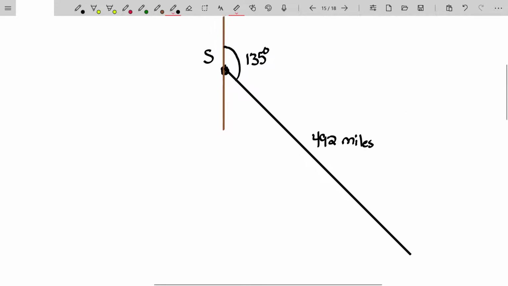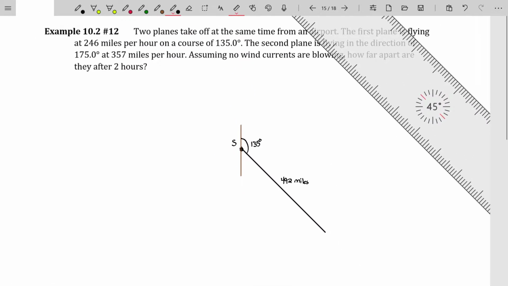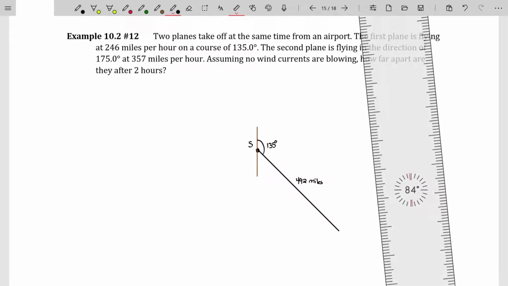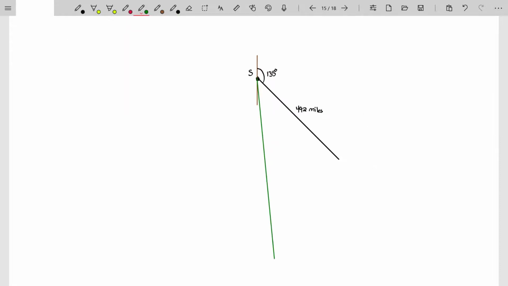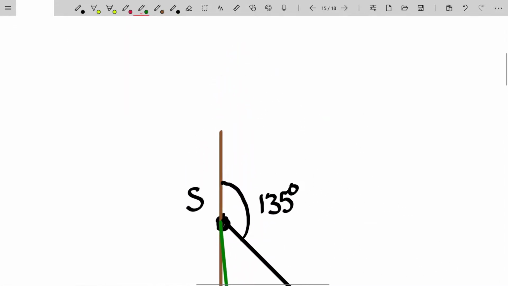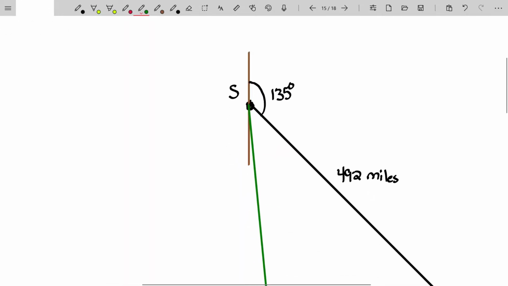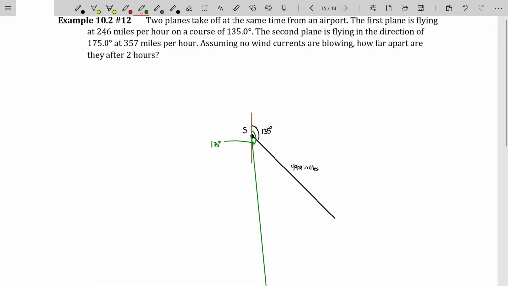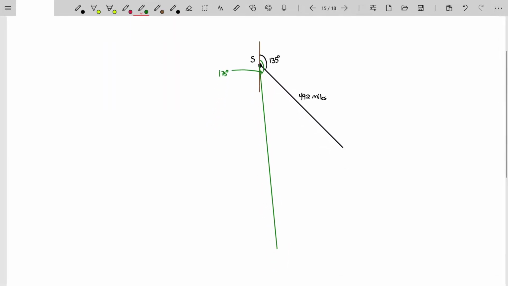All right, and then we'll go ahead and take a look at the second plane. The second plane is flying in the direction of 175 degrees. It's probably better that I use a different color for the second plane. So there we go, and the angle that that plane was flying at, right, 175. So I'm just going to draw this out as a 175. I'm going to point at it like that, 175 degrees, and it flew in that direction at 357 miles per hour for 2 hours, which is 714 miles.